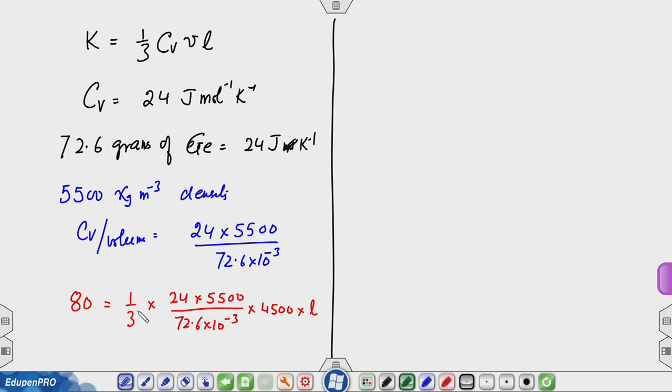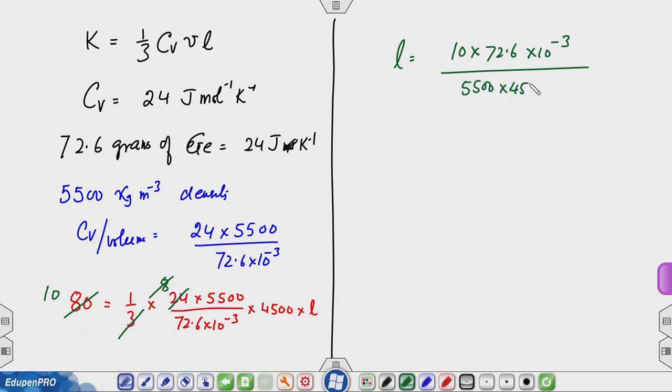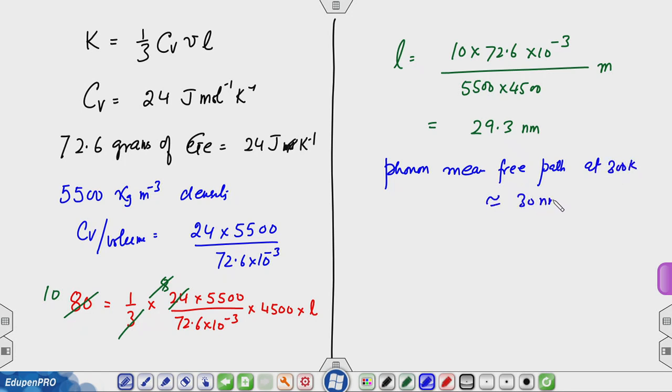So, you cancel this, you get 8, this you cancel, you get 10. So, L comes out to be equal to 10 times 72.6 times 10 raised to minus 3 divided by 5500 times 4500 meters. And that comes out to be 29.3 nanometers. So, the phonon mean free path at 300 K is roughly of the order of 30 nanometers.